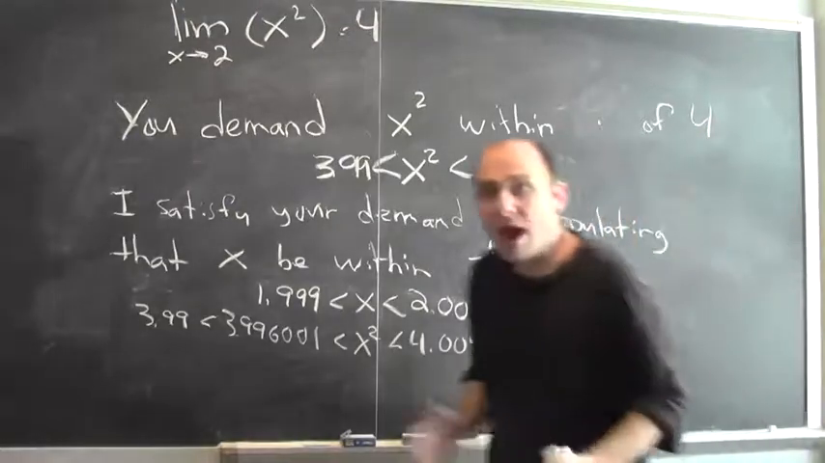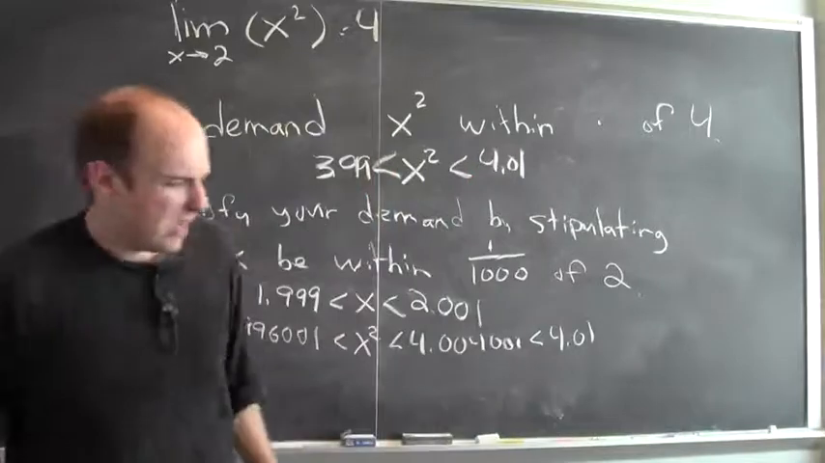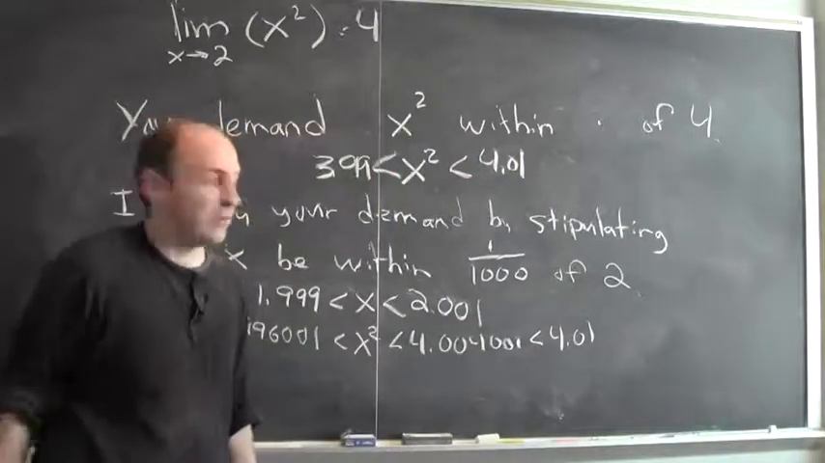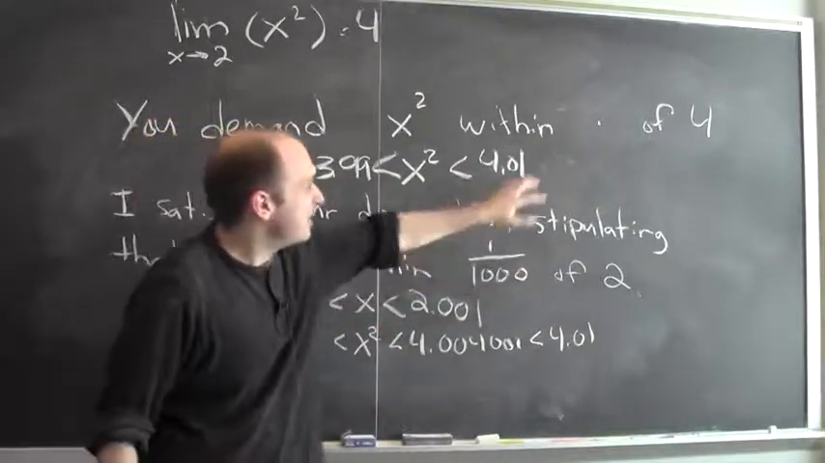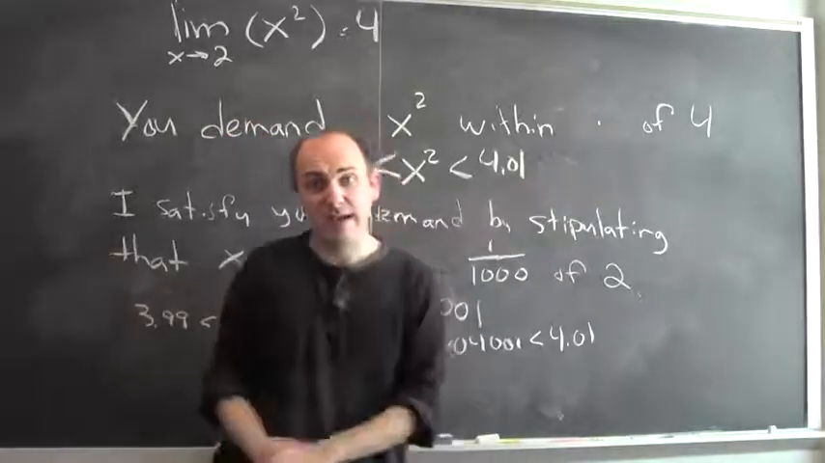So the exercise below asks you to take a look at another situation like this to see if you can figure out a number to put here to satisfy some condition that someone might make on you.